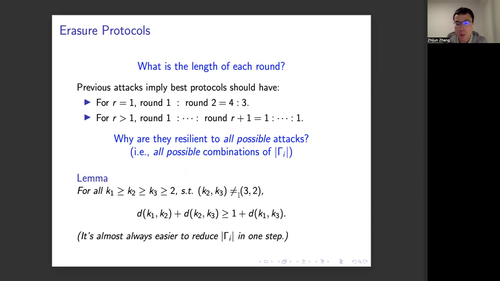So basically, it means it's always better to corrupt part of the communication in one of the rounds and then erase the entire communication in the other round. So after some calculation and using this specific lemma, we can actually show that the protocol we construct on previous slides is indeed optimal and achieves the specific rate we calculated on previous slides.